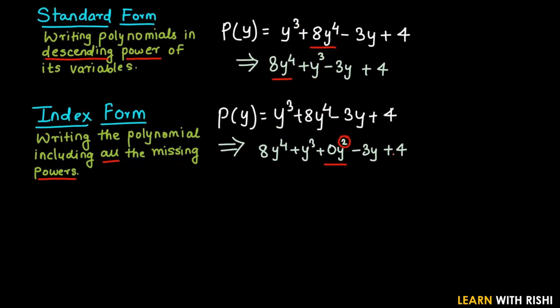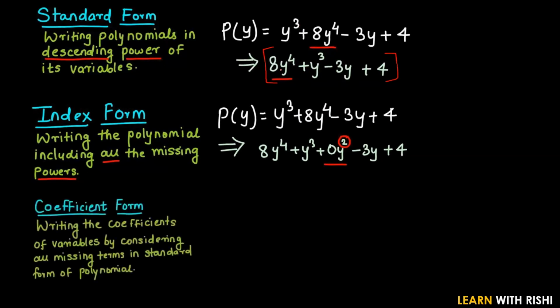So the difference between standard form and index form is that in standard form, you write the expression in descending power of variables. Here, if some power is missing, then no problem. Whichever powers are present, those powers you have to write in descending order. In index form, it is not like that. In index form, you can write the powers in any way, but the missing power should be represented.